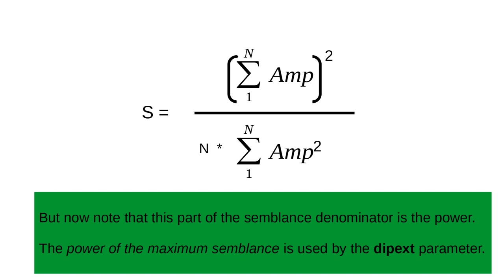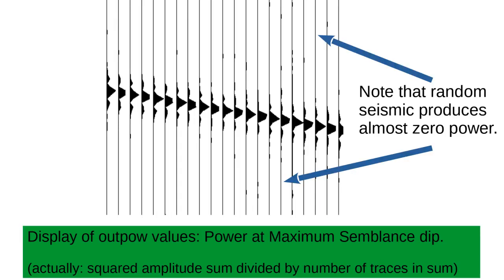I draw your attention back to the semblance computation. Note that this part of the computation is power. Trace display of the power at maximum semblance. When the maximum semblance was chosen, this power value was preserved for use by the dip ext parameter.